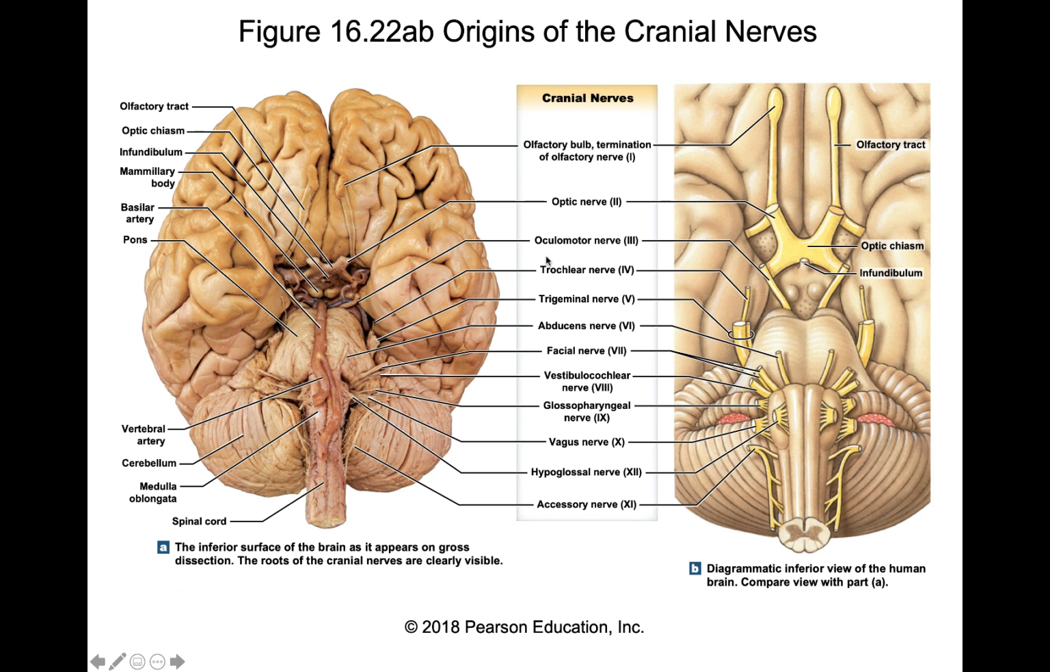This is a good picture. When you're trying to label, you can use this picture from your book, and it's labeling all the nerves. So the cranial nerve number 1 is olfactory, number 2 is optic nerve. So let's look at the optic nerve real quick.